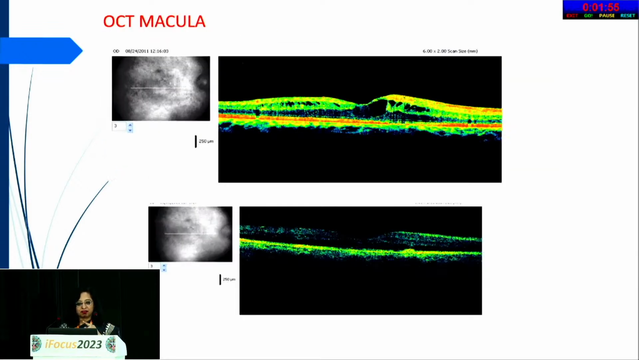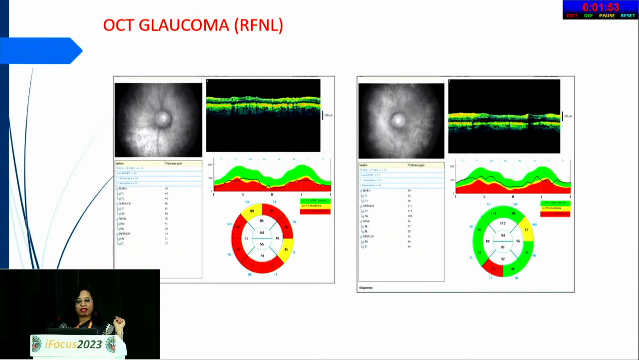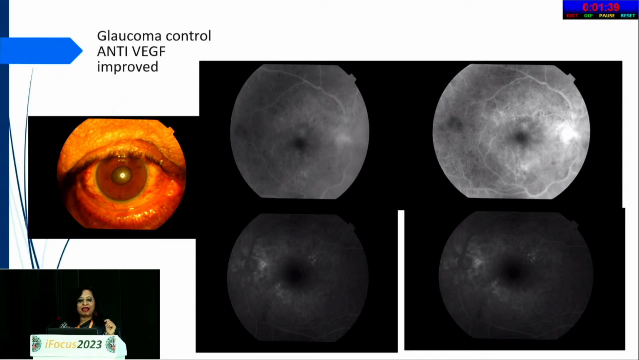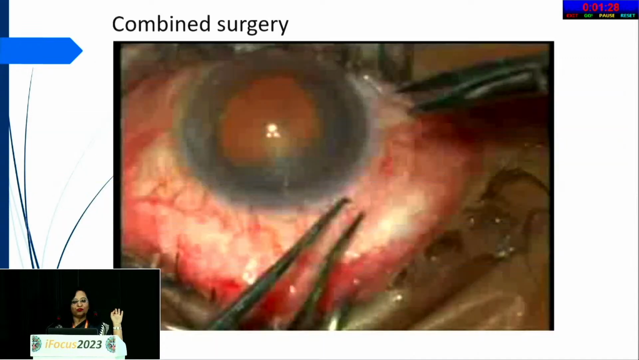This is the OCT, which is showing the macular edema, and this is the OCT RNFL showing RNFL loss. The same HVF, which is correlating, you have read today morning that you have correlating disc field changes and OCT changes. And after a good control of glaucoma, anti-VEGF, PRP laser, he has improved drastically. You can see in the post-PRP angiogram, there are no leaks now.